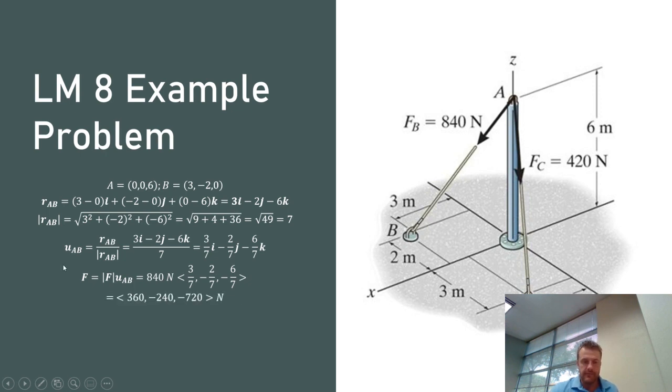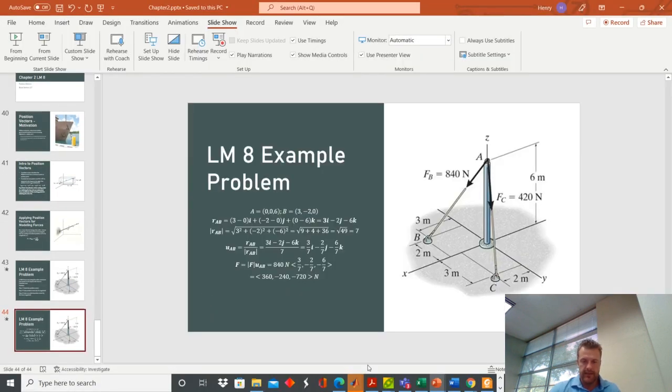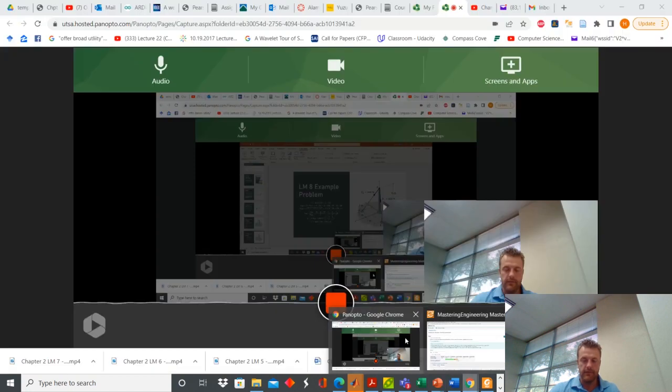And what we get is a force that has an x component of 360 newtons, a y component of minus 240 newtons, and a z component of minus 720 newtons. Good to go back and do a sanity check and make sure that the relative signs of your force vector are the same as that of your position vector: positive, negative, negative, positive, negative, negative. So that checks out. Pretty easy concept, but pretty powerful nonetheless.